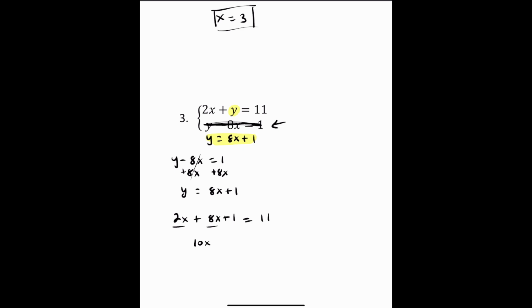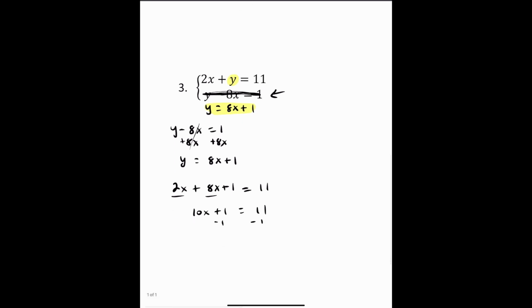Combine the like terms, I have 10x plus 1 equals 11. Then I'll subtract 1 from both sides here. So I have 10x equals 10. And then lastly, I'll divide both sides by 10 so I can get x by itself. So x equals 10 over 10, that's 1.